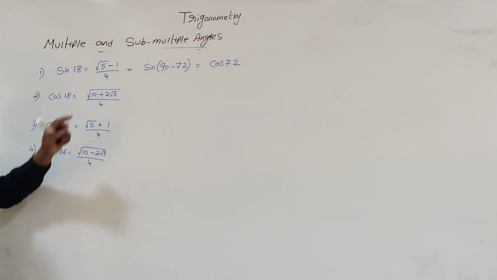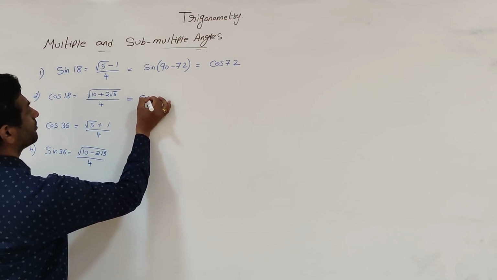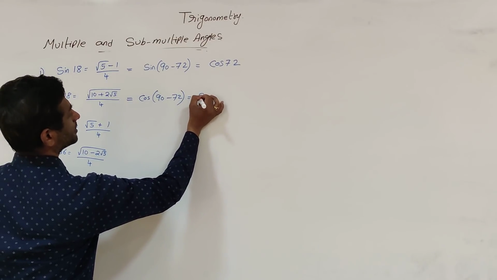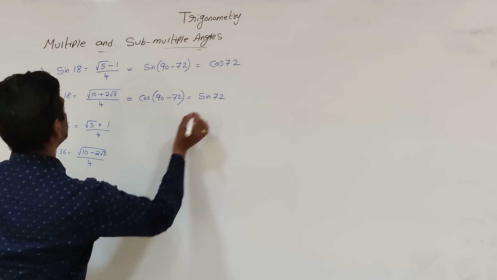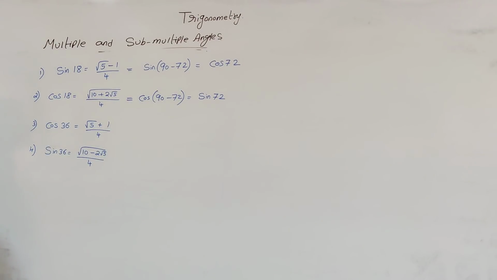That is root 5 minus 1 by 4. Similarly, cos 18. That means cos of 90 minus 72. Cos of 90 minus theta will be sin theta. That will be sin 72. Means cos 18 value and sin 72 value will be same, under root of 10 plus 2 root 5 by 4.